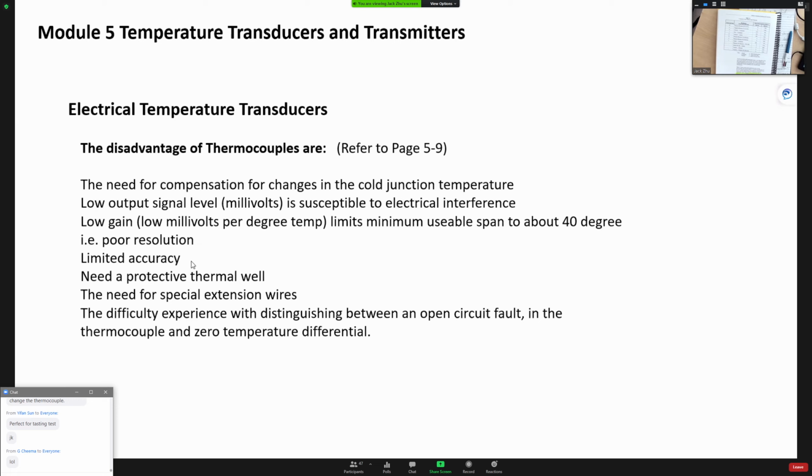In those smaller temperature changes, the other types, like the thermistor, are usually pretty good. And then the new ones, the IC ones, can tell you the temperature change in 0.1 degree, and some industrial high accuracy ones can even tell you in 0.01 degree temperature changes. Usually need a protective thermal well, special wire. Those things are not too important to you.